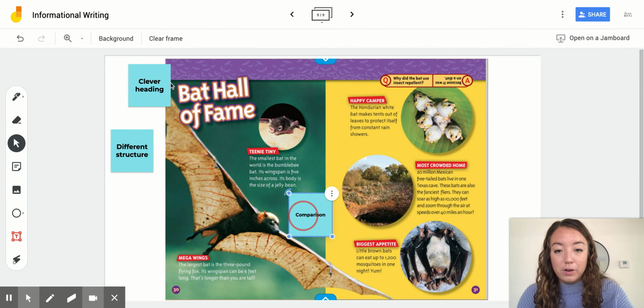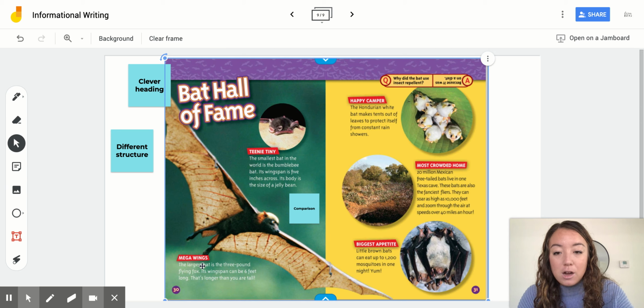Okay, let's move that over here. All right, let's keep reading. Mega wings. Ooh. The largest bat is the 3-pound flying fox. Its wingspan can be 6 feet long. That's longer than you are tall. Wow, that's definitely taller than me.